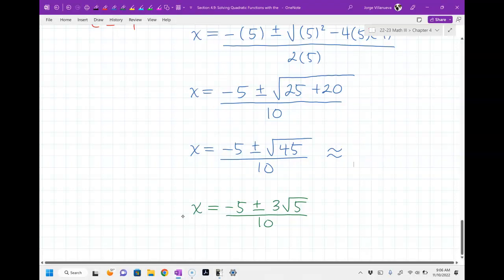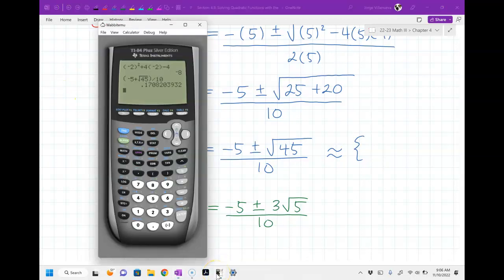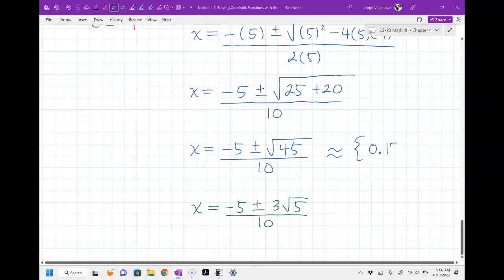Give me a second. Let me change the color here. Let me set this up. That would be, to the hundredth, 0.17. Now, let's find the other one.